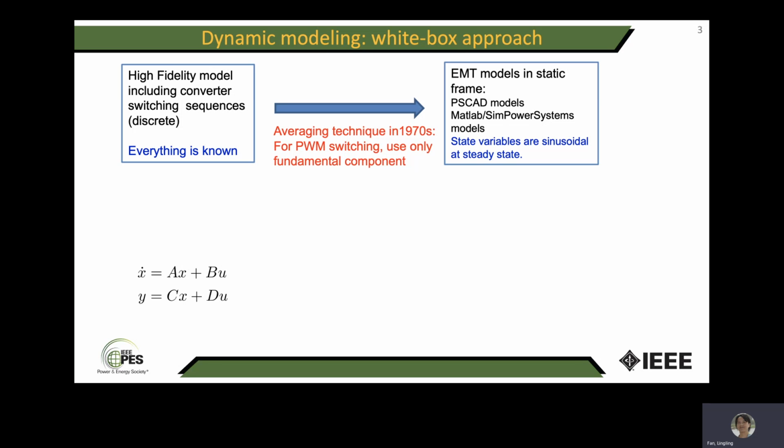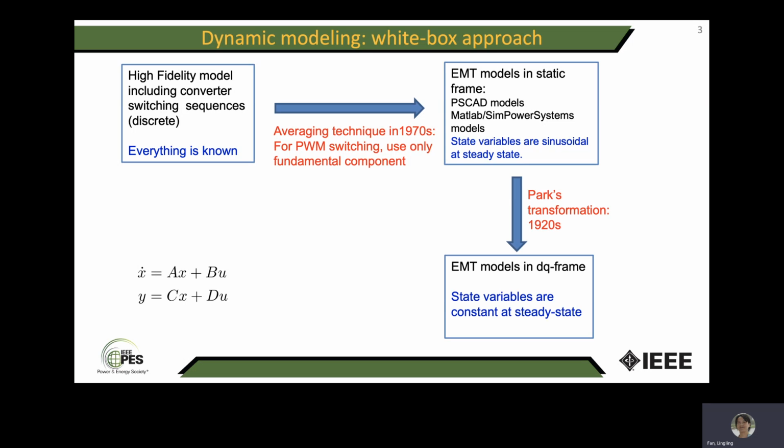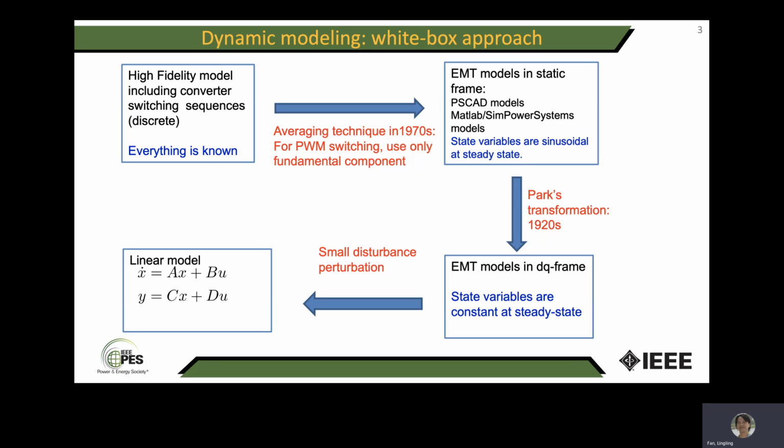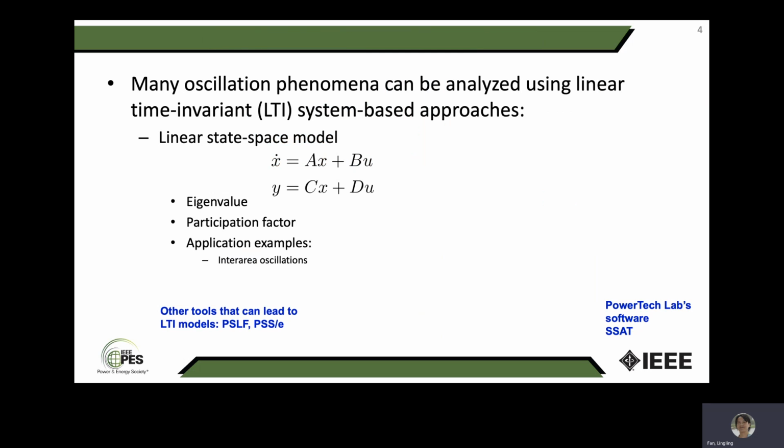A lot of PES GM models and MATLAB SimScape models are of this nature, and state variables are sinusoidal at steady state. These models run pretty slow, so we want to do one more step: the Park transformation, developed in the 1920s, to convert EMT models to the DQ frame. Then the state variables are constant at steady state. From there, we do small disturbance perturbation or numerical perturbation to grab the linear models. Once we have the linear model, we basically have everything, for example, eigenvalue analysis and participation factor analysis. We can analyze a lot of mechanisms for the various dynamics, for example, inter-area oscillations.